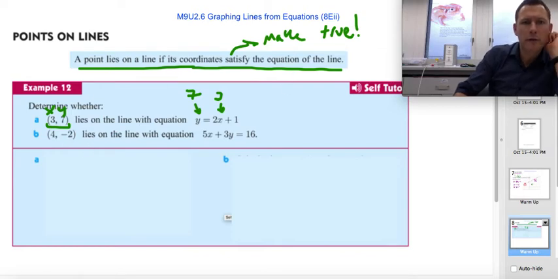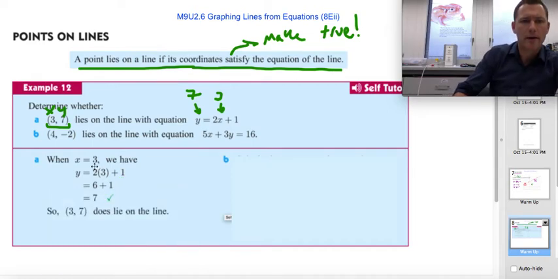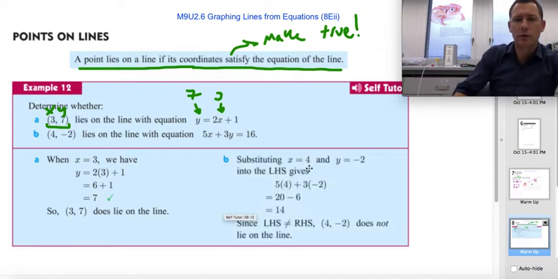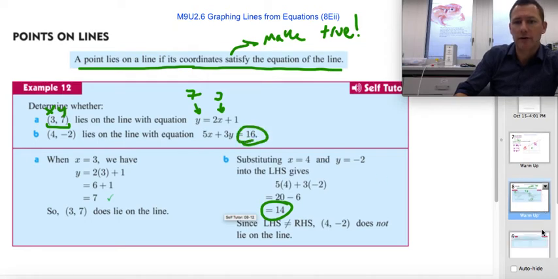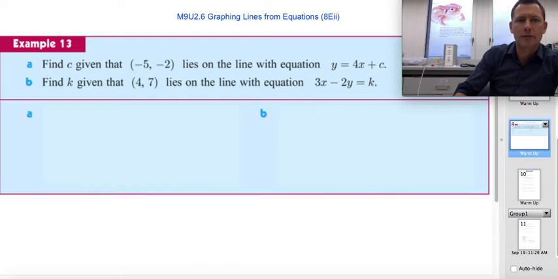So with this one, A, you would get a true statement of 7. You'd put in 3, you'd get out 7, so it does lie on the line. And also, in this one you put in 4 and -2, and you get a true statement, right? Oh, sorry, you get a false statement. You get 14. We're hoping to get out 16, so you get a false statement. Okay. All right.